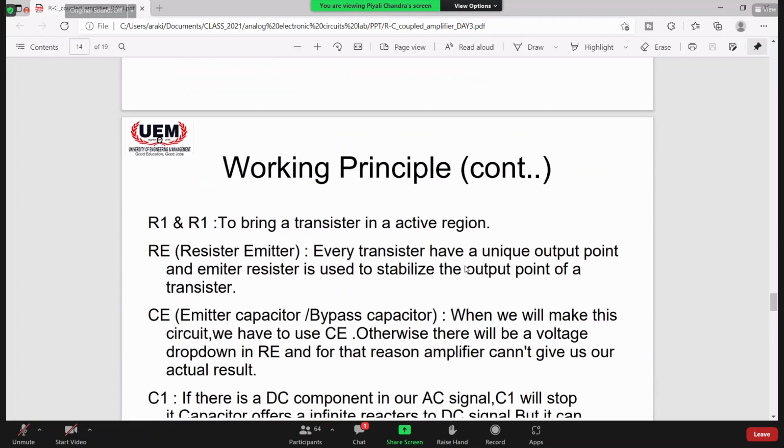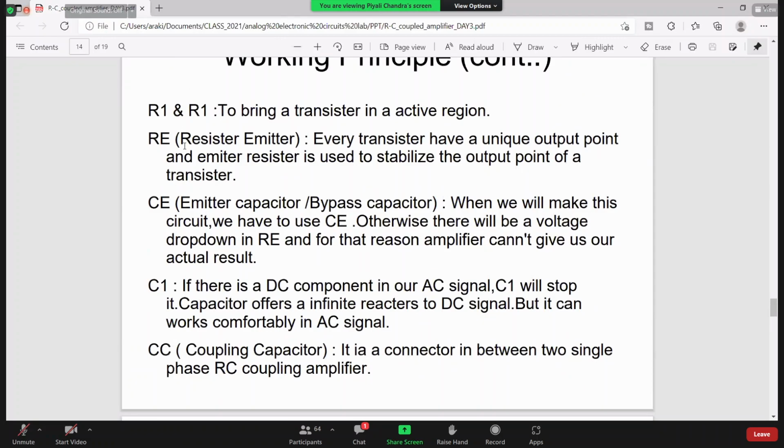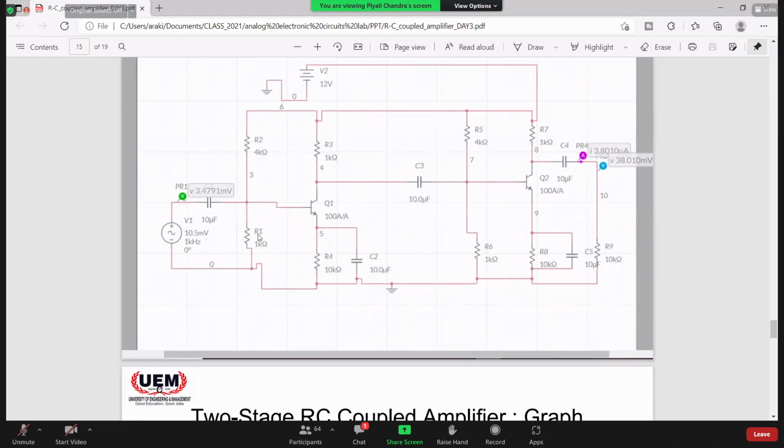So now there are some important components. The first one is R1. That should be R2, right? It was a typing mistake. So that is R1 and R2. This actually brings a transistor into the active region. So this is R1 and this is R2. Why should we use these? These two are used to bring the transistor into the active region.